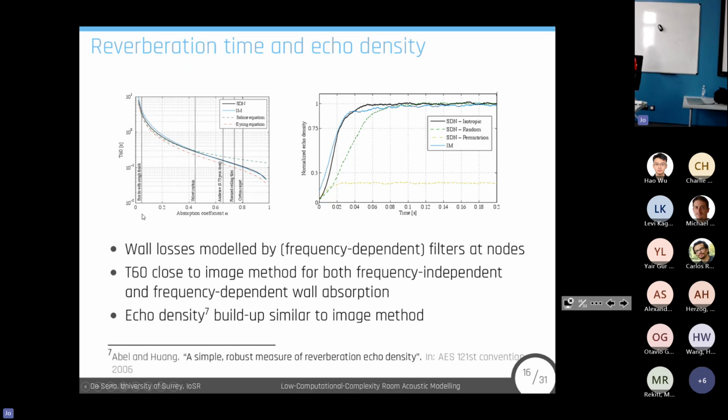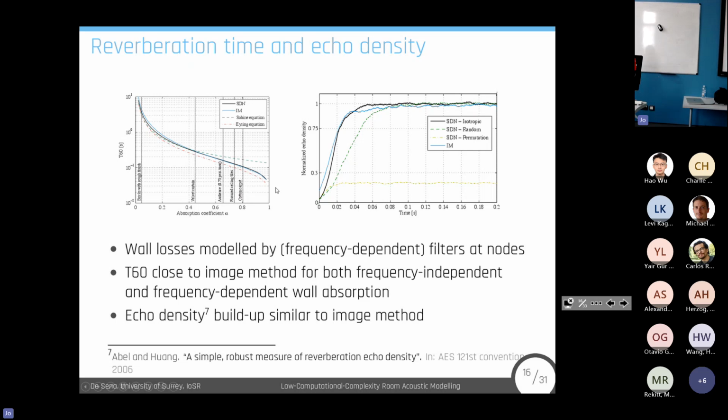So in this plot, for instance, you have absorption coefficient on the x-axis and T60 on the y-axis. And we compare it to the image method and Sabine's formula. And what you get with this model is in black and it's quite in between them. It's almost identical to what you get from the image model, which is not obvious, right? This is a recursive system. And you get almost exactly the same reverberation time as the image model.